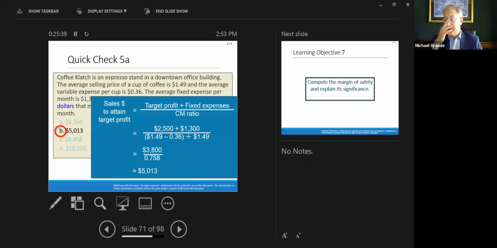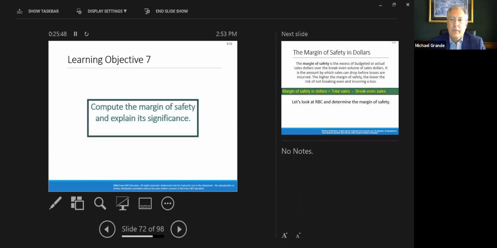Yeah, the same thing, right? You add the target profit to the fixed costs. Compute the margin of safety.